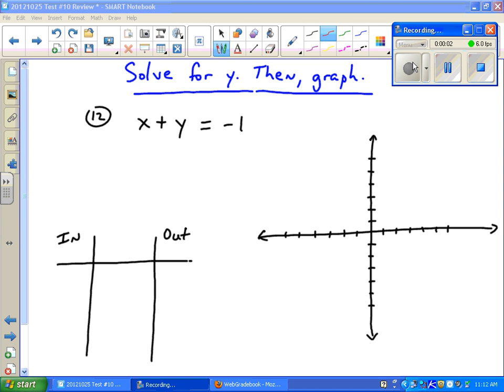Okay, this is test number 10, going from sections 1.1 all the way through 4.2. This is part 2, beginning with number 12. Instructions say to solve for y and then graph.